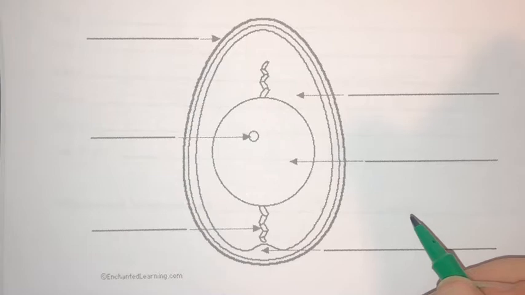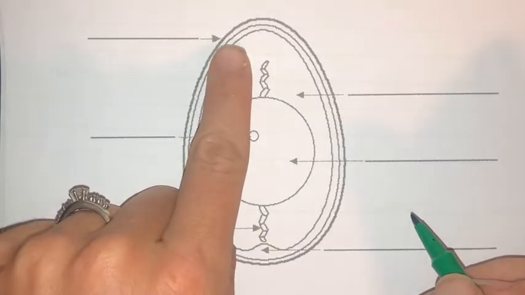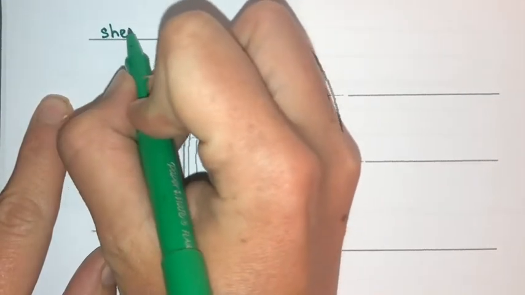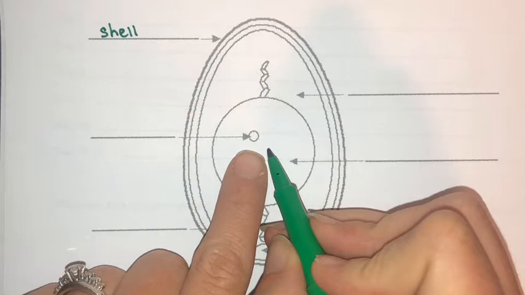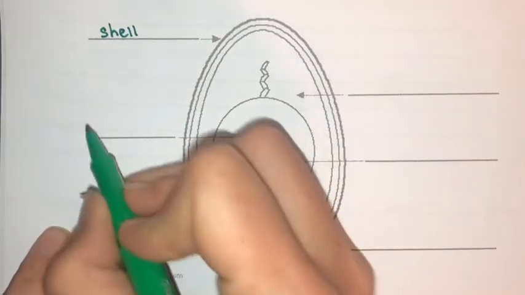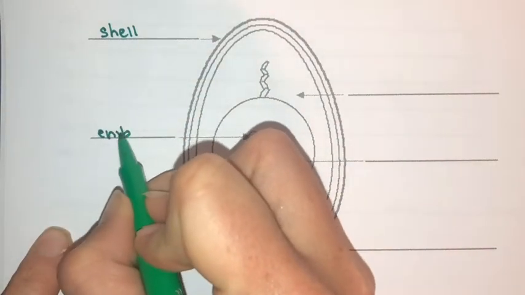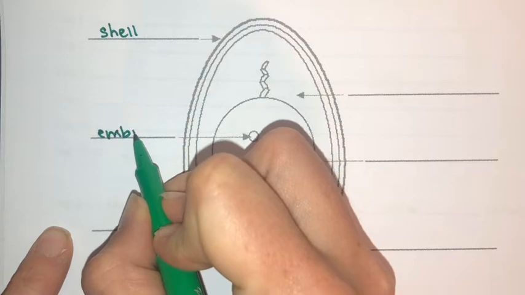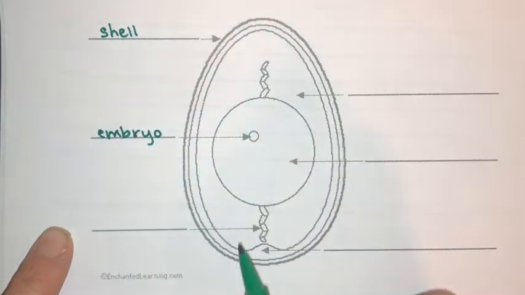We're going to label just the parts of a chicken egg right now. So first, right here, we have the outermost layer. This is called the shell. Then we have this little dot. That's going to be the embryo, or the part that will actually grow to form the baby chick.